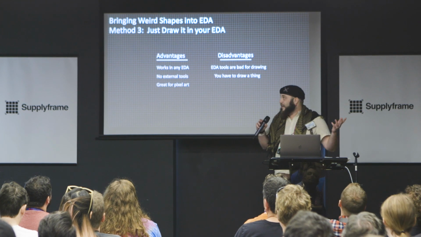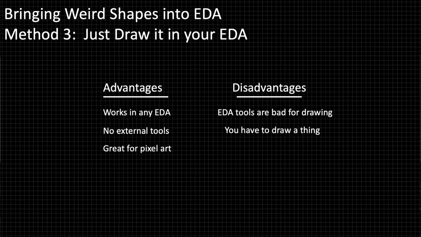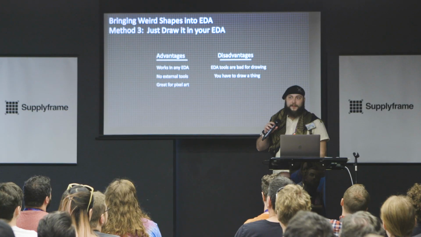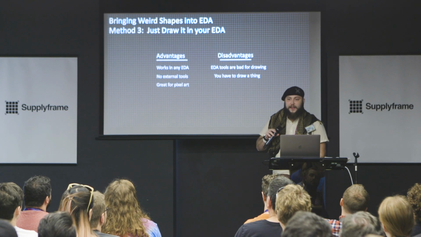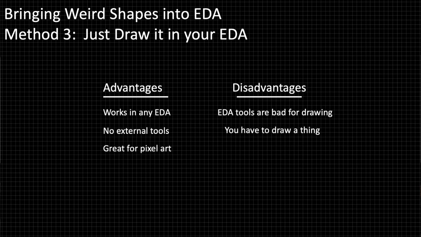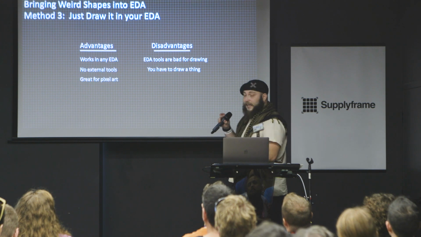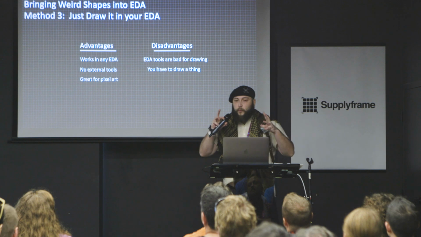Advantages: it works in any tool, if you can make a footprint, you can make a Space Invader. No external tools required. Great for pixel art. Disadvantages: EDA tools are not drawing tools. I think that's probably going to change a little bit in the coming years with badge life being such a big thing. Fingers crossed, we might get Bezier curves in an EDA, which sounds wild, but I think we could do it if we work together. Also, you have to draw a thing, which isn't my strong suit, so it's not the best method for some people. But anyway, we've got weird shapes.